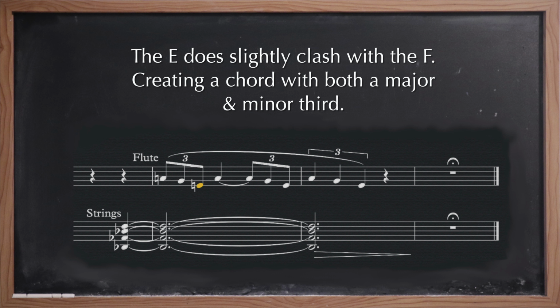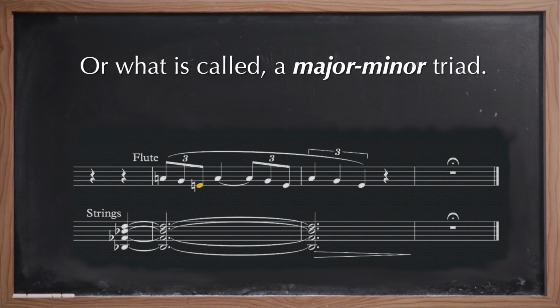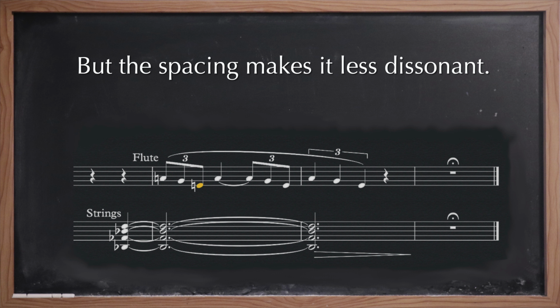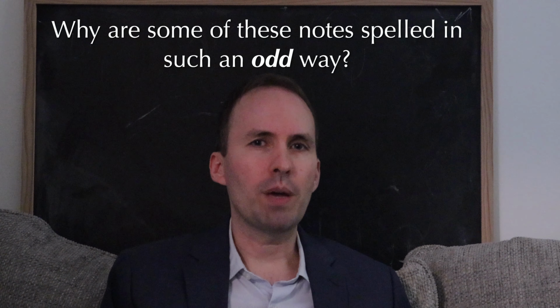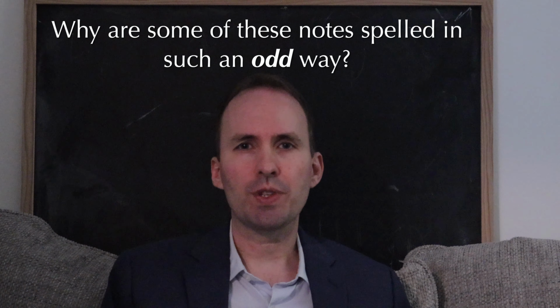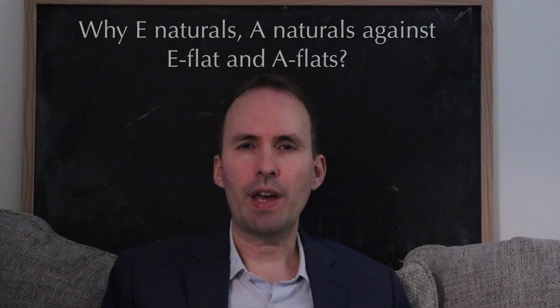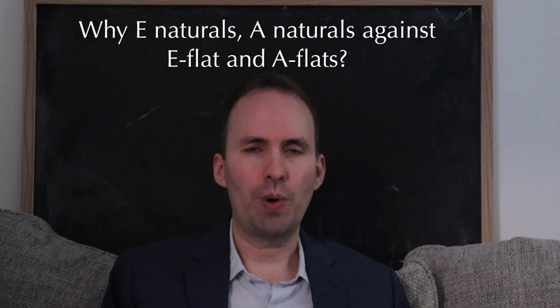What that would create would be a D flat major chord with an added minor third, or what is known as a major minor triad. But again, because the E in the flute is placed a major 7th above the low F, it doesn't really stick out that much. Now, some of you may be asking, why did Vaughan Williams spell some of the notes in the unusual way that he did? Why does he have E naturals going against E flats and A flats, and A naturals going against A flats? Why is he doing that?